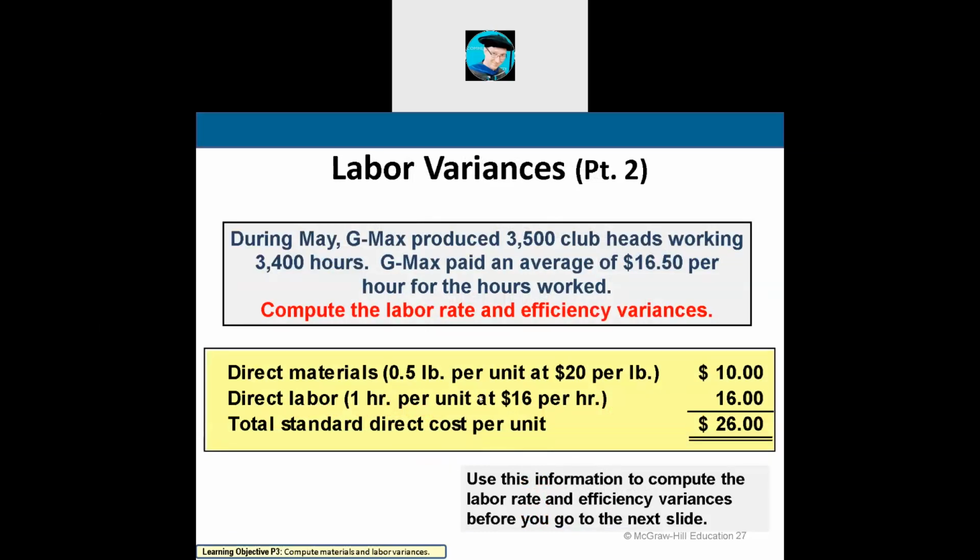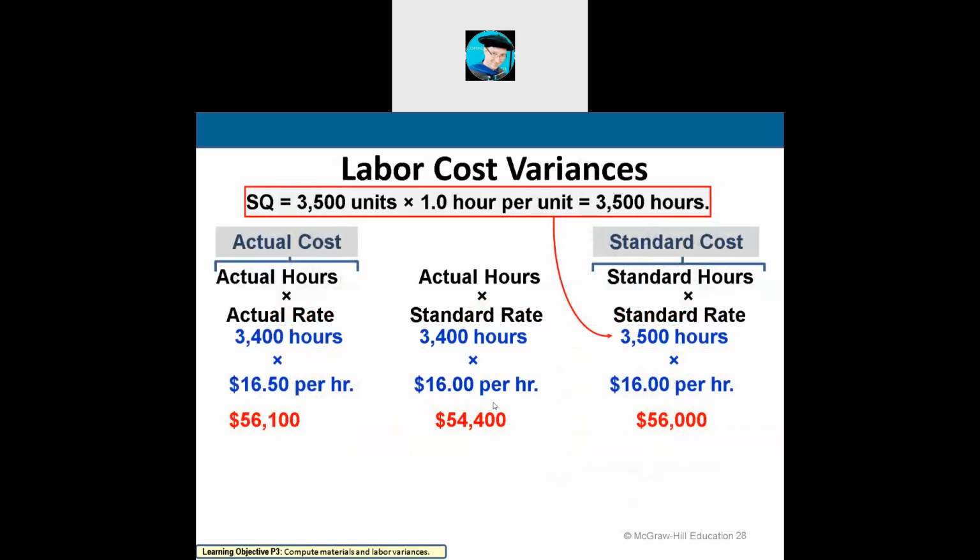Okay, so remember this. It's the same as before. $16 is our standard rate. $16 per hour is the standard rate. It usually takes 1 hour per unit. That's the standard.